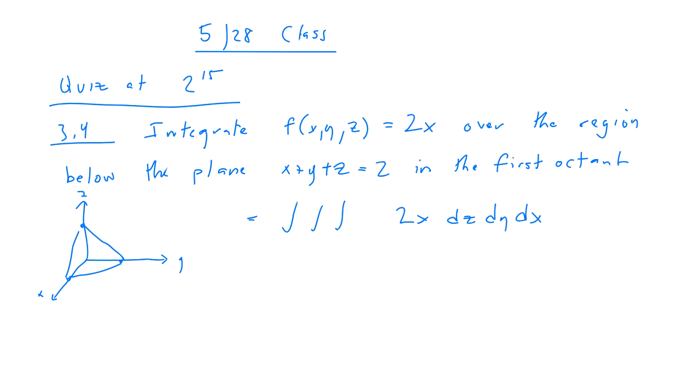And what we're looking for is similar to 1 and 2 dimensions. We're looking for the smaller function to the larger function. So here it's pretty obvious that the lower function is just the xy plane, so z equals 0, and the thing on top is the plane, which we just have to solve in terms of z. So the inside integral is similar to the two-dimensional one, it's just that now we have one extra variable.